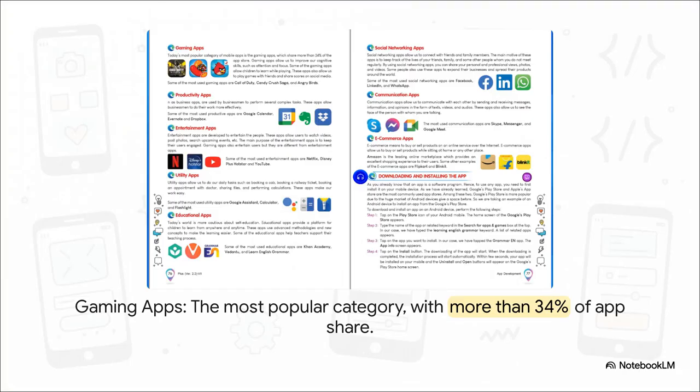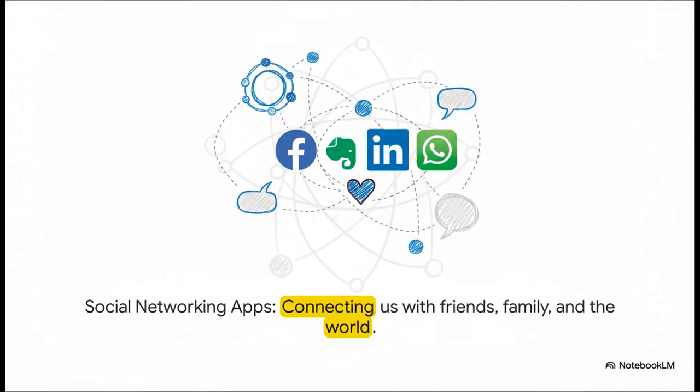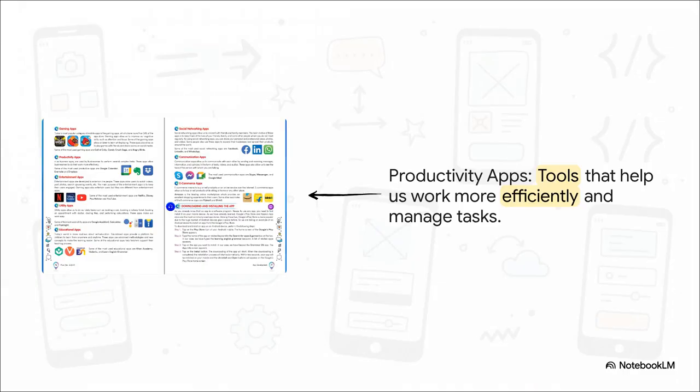So probably nobody's surprise, gaming is king. It completely reigns supreme. Get this, gaming apps make up over a third of all downloads. That's massive. But beyond the world of play, there are a few other huge categories that pretty much define our digital lives. Like, of course, the social connectors. These are the digital town squares where we all share our lives, connect with family, and stay in touch with our professional networks.